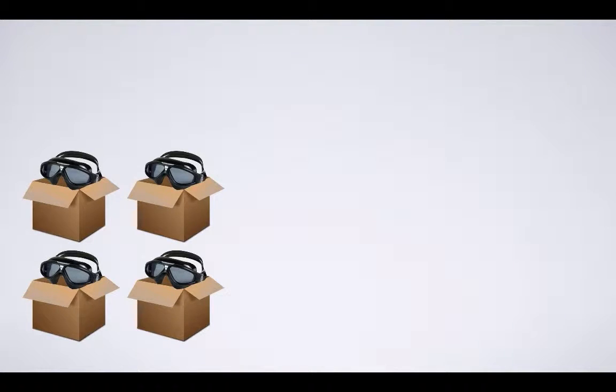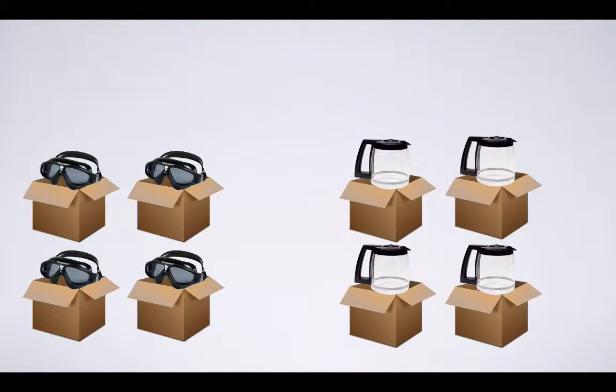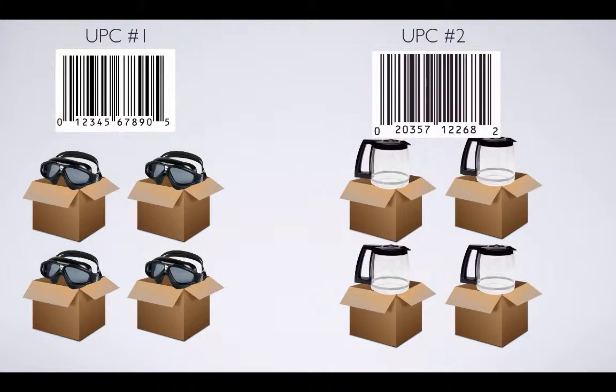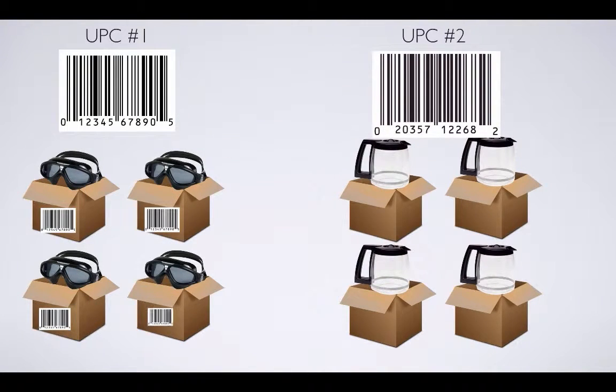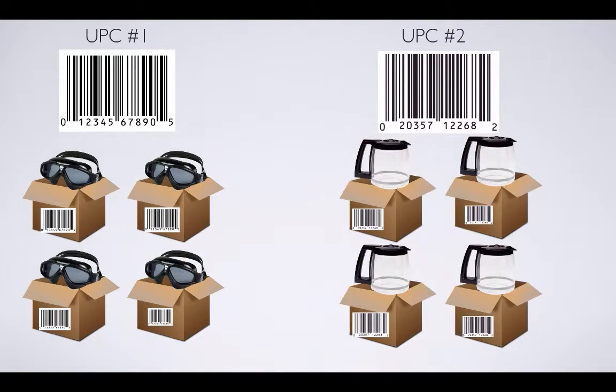So for example, if you have 4 water goggles and you're also selling 4 different coffee makers, you're going to need to have 2 UPC codes. The first you'll attach to each one of your water goggles, and the second one you'll attach to each one of your coffee makers. So the question is, where do you get this code?